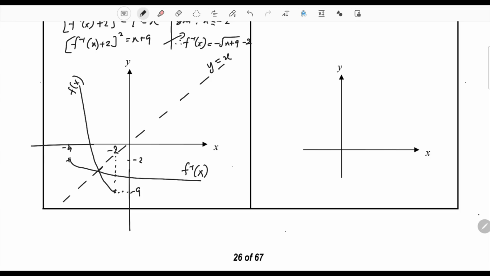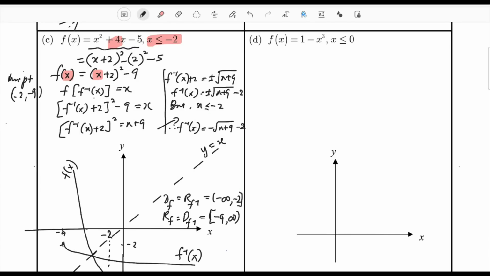Okay, what is the domain and the range? So domain of f equal to range of f inverse, which is negative infinity to negative 2. Okay, and then range of f equal to domain of f inverse, which is negative 9 to infinity.